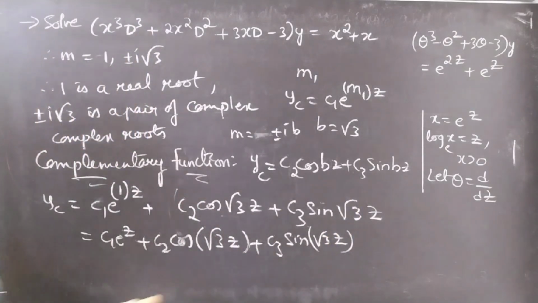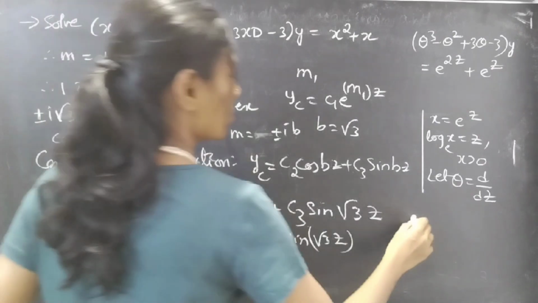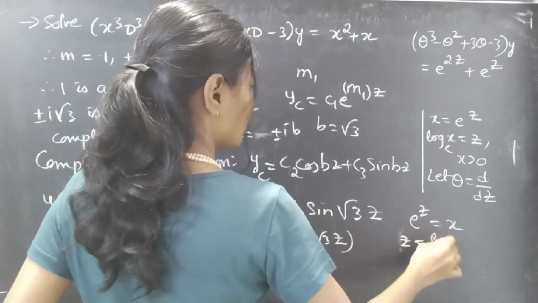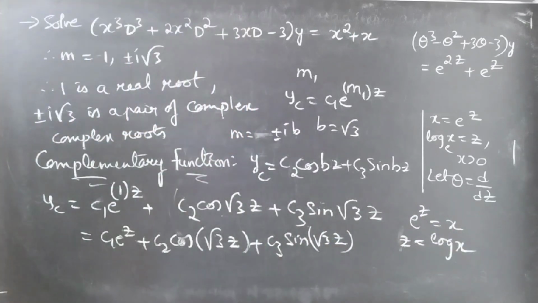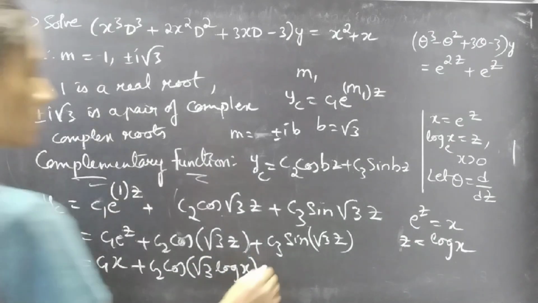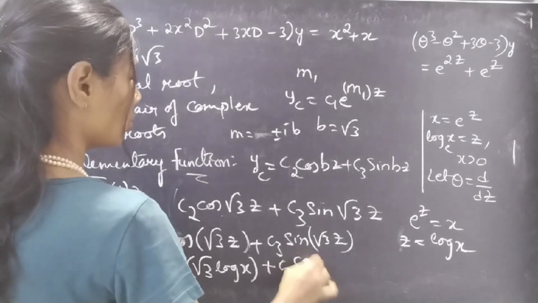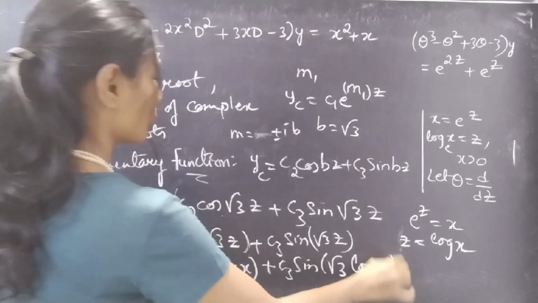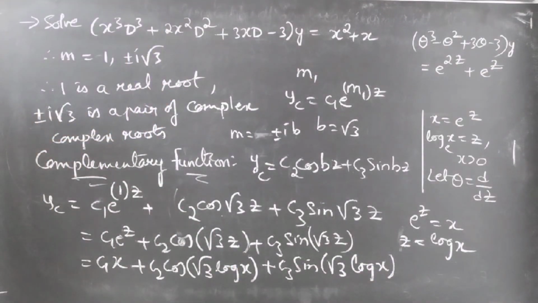See, we have yc in terms of z, but we need to write it in terms of x. So we just replace e power z by x and z by log x. Then yc becomes c1 into x plus c2 cos of square root of 3 into log x plus c3 sin of square root of 3 into log x, which is our required yc.